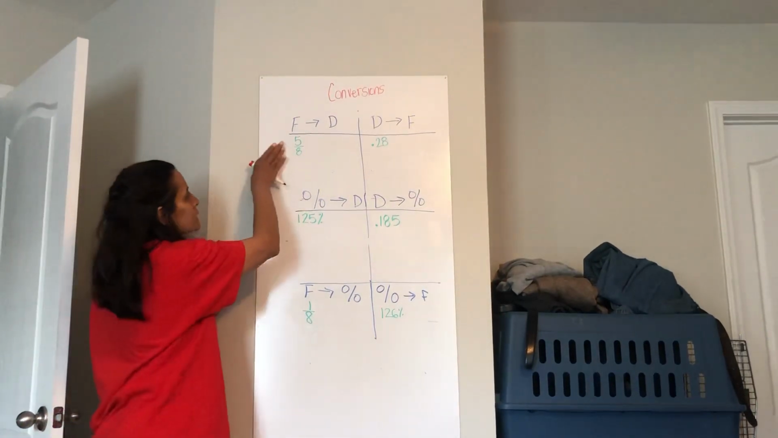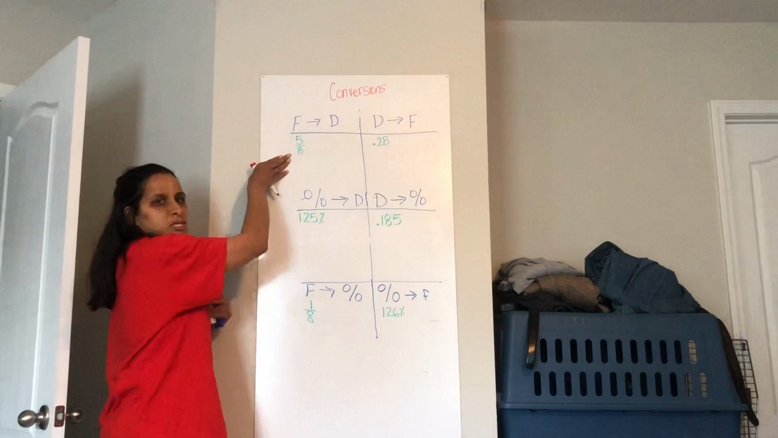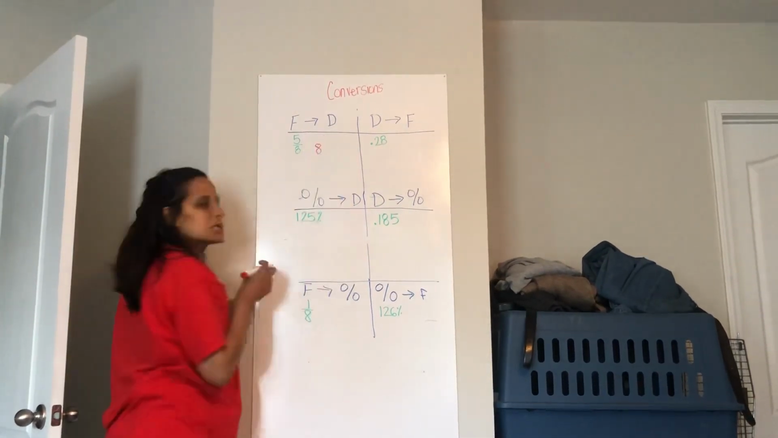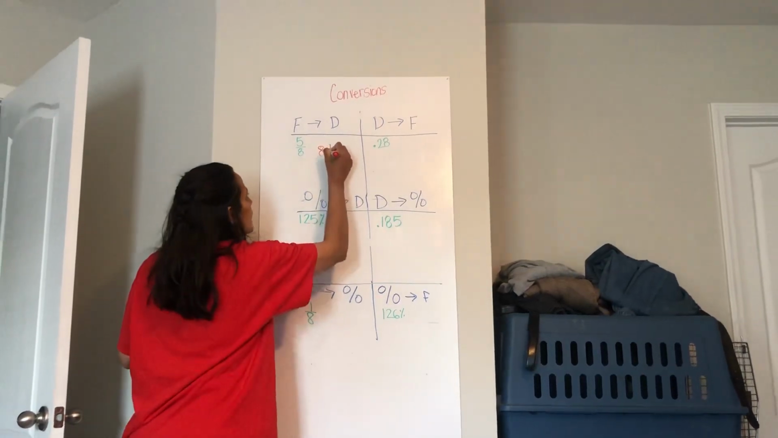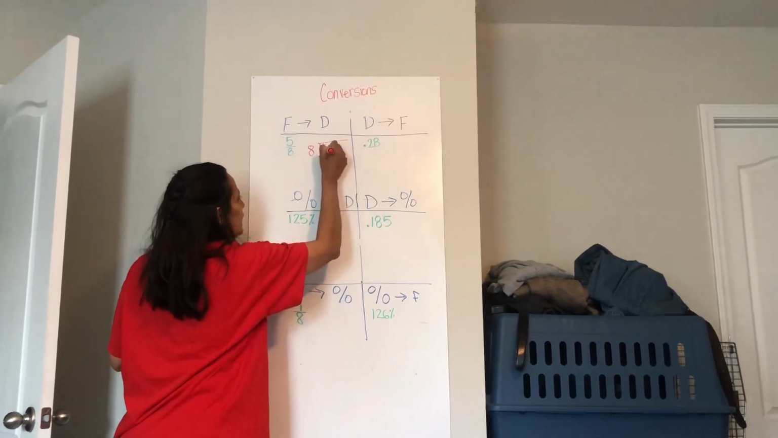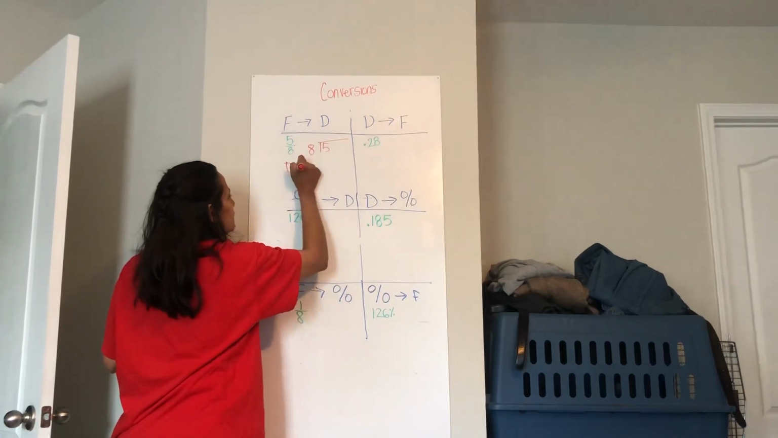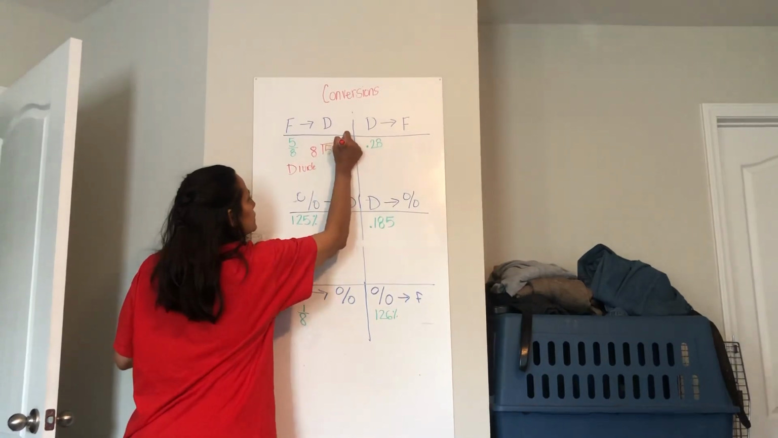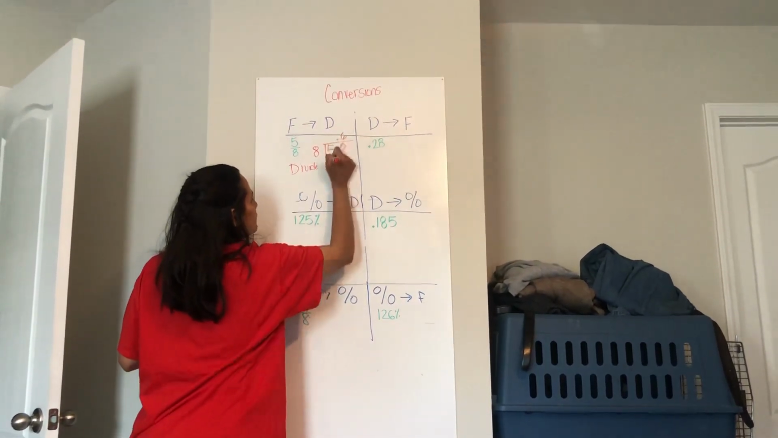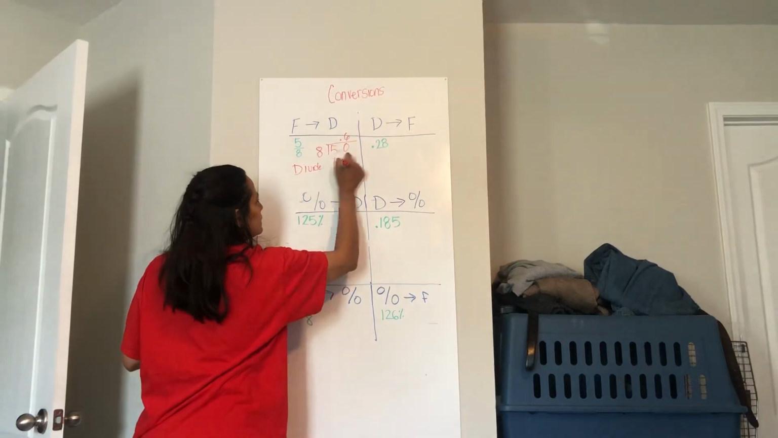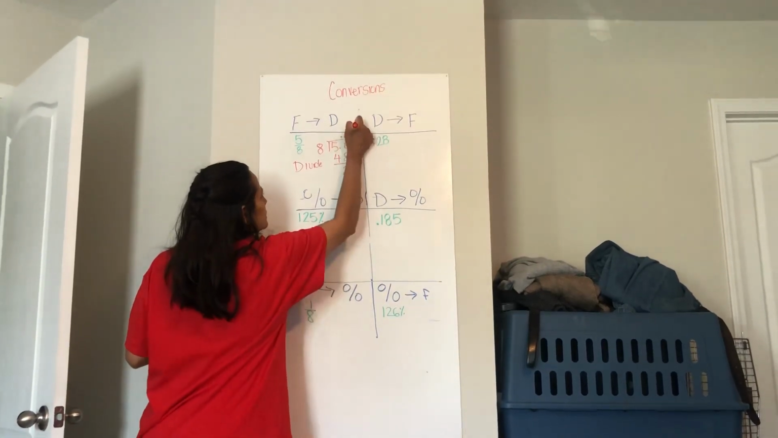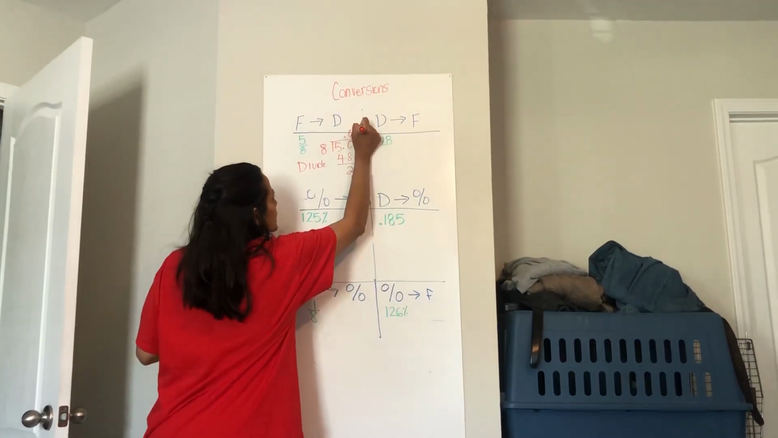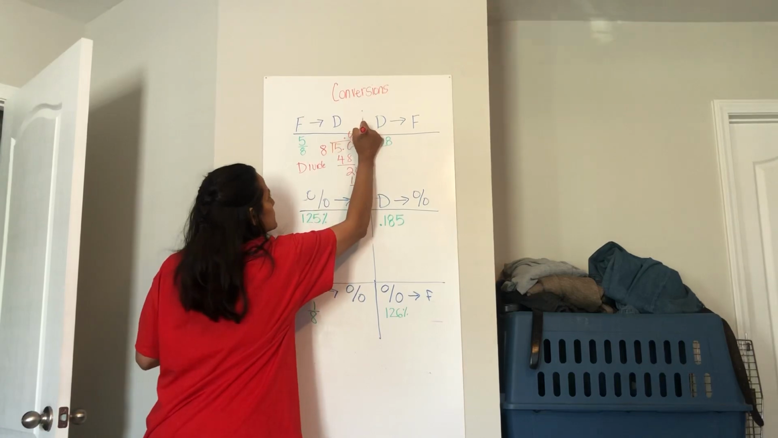Okay? So let's convert the fraction 5/8 to a decimal. What we are going to do is the 8 is going to go on the outside and the 5 will go inside. So we're going to divide. Okay? And when we divide this, our answer becomes 0.625.